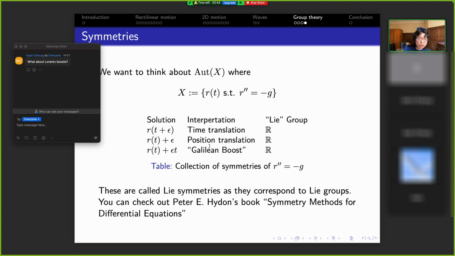So if you want to check this out, maybe when you're studying in university, you can read Peter Olver's book on symmetry methods for differential equations. So that's all I want to say.